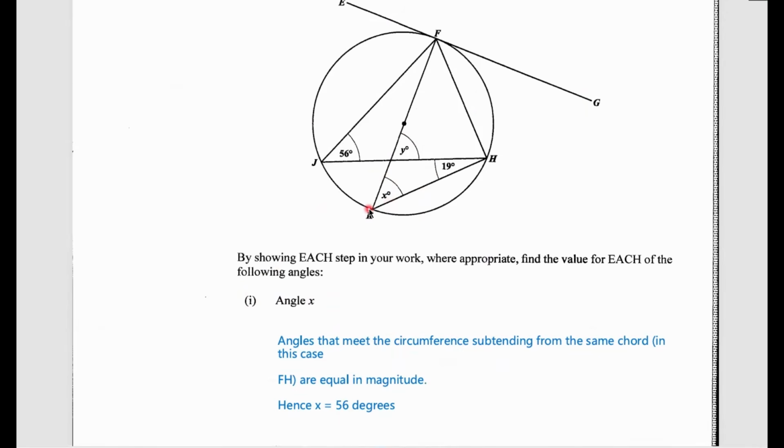Of course. Any angles at the circumference subtended from the same chord, which is FH, will be equal. So X is equal to 56 degrees.